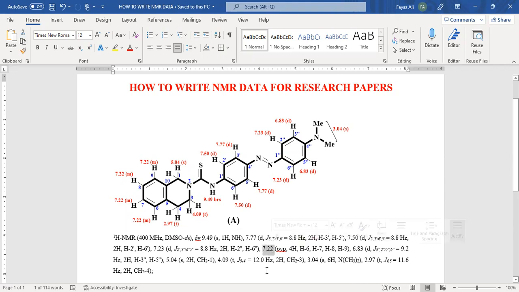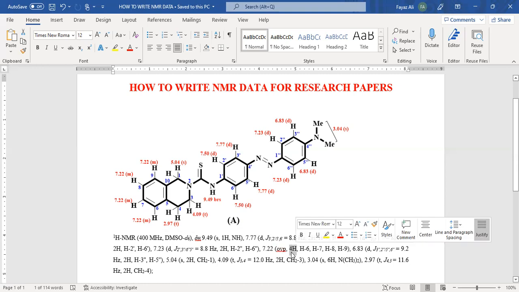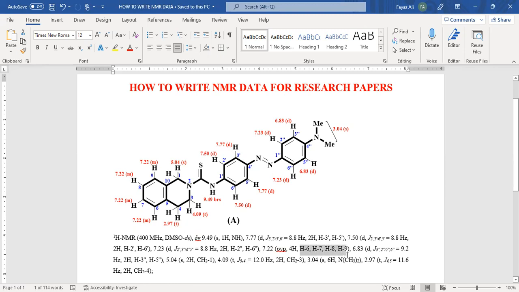Now let's move to this one, which is different from the others. These are the 7.24 protons. Actually, due to the 400 megahertz, these protons are giving overlapped peaks. These are not giving separated peaks. If some of the peaks are not clear to you, then write overlapping. OVP means overlapping protons. Then write which protons, 4H, 4 protons, 1, 2, 3, 4, at 6, at 7, at 9. These are similar to these.